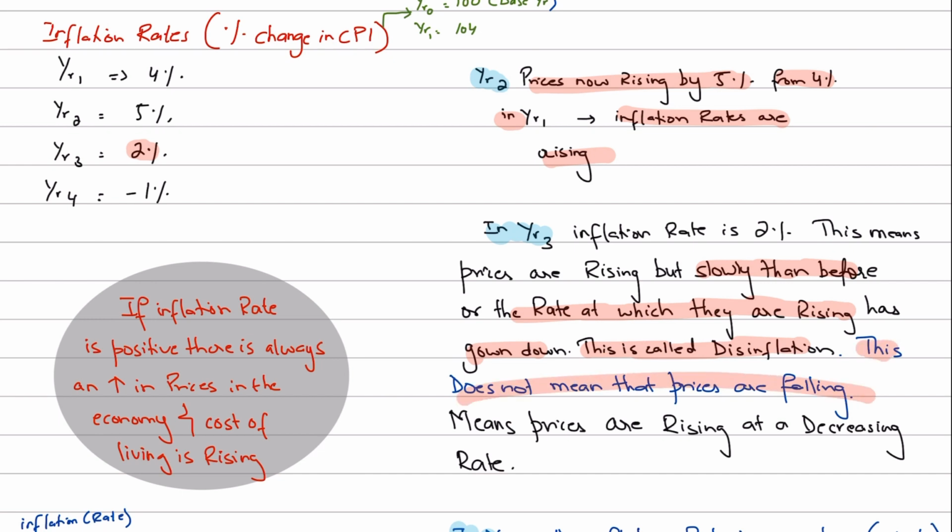Remember that. So it means that prices are rising at a decreasing rate. Simply remember. And one more thing you need to know is that whenever inflation is positive, there is always an increase in price. Remember that. If inflation is positive, there is always an increase in price. And the cost of living is always rising.